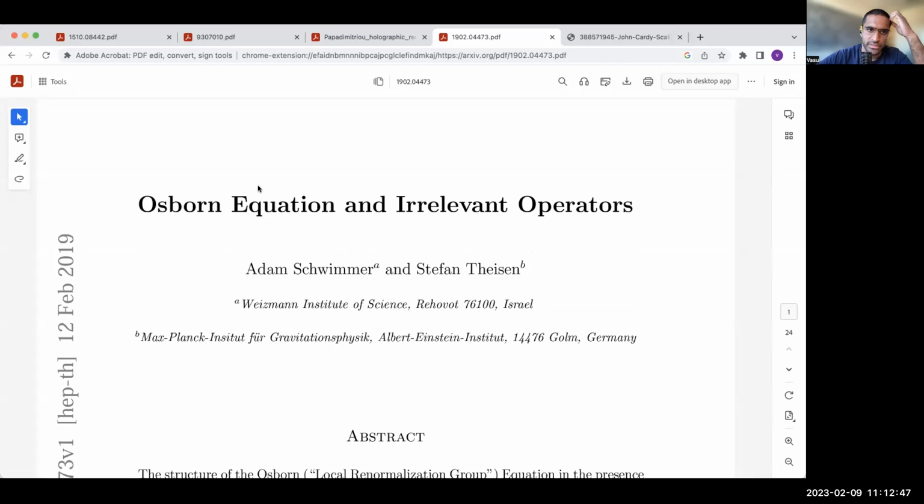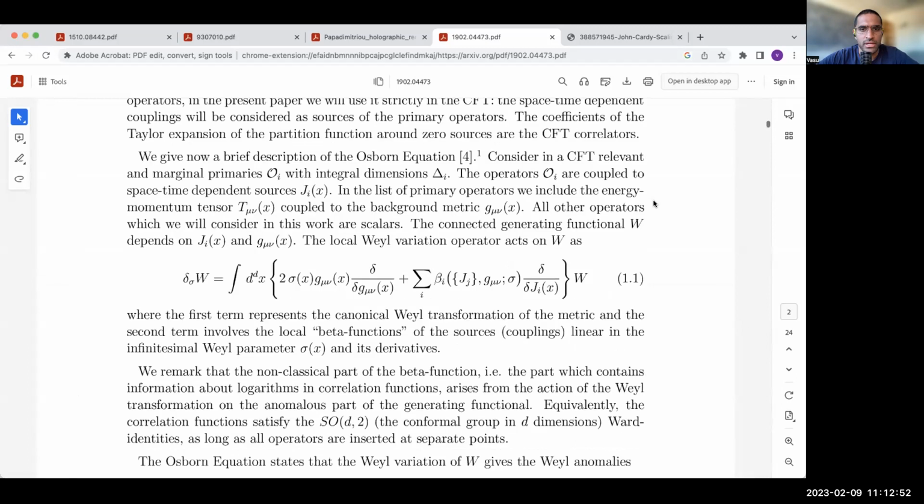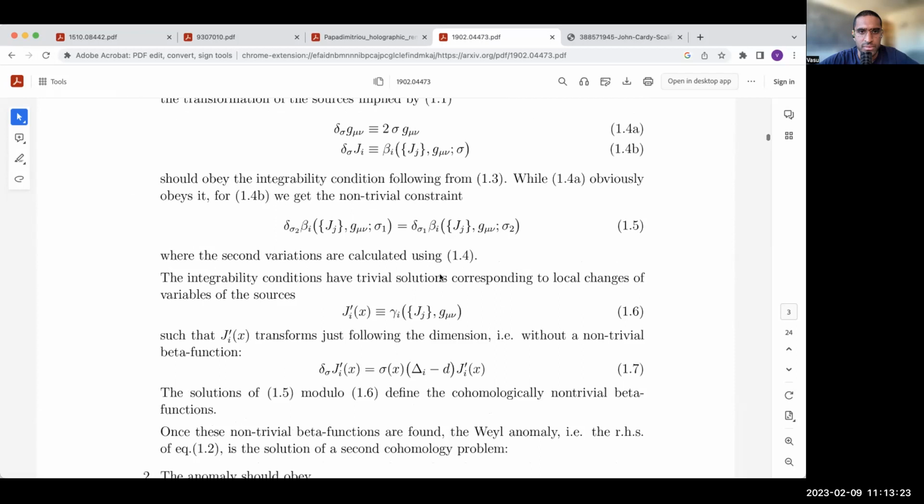This is a very nice paper by Schirmer and Thiessen titled The Osborn Equation and Irrelevant Operators. They talk about how, like we described a few episodes ago, there's a general formula for the infinitesimal Weyl rescaling of the generating function of a CFT or a perturbed CFT, meaning a QFT. And it has this format, right? As a response to Weyl rescaling, the couplings of the theory, when you upgrade them to sources, respond through their beta functions. So what does this mean concretely?